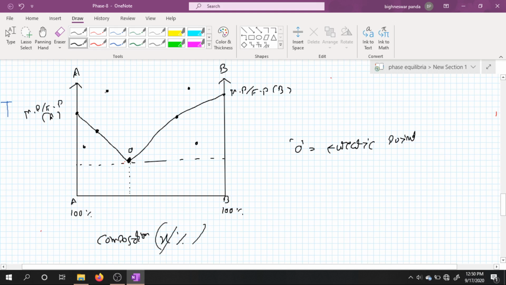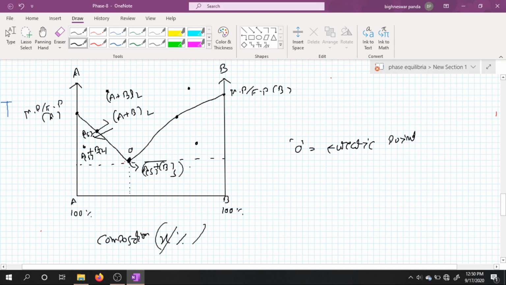What is the meaning of this point? This point represents both A plus B in the liquid phase, a homogeneous liquid phase. This point represents A plus B in liquid and some of the A is converted into solid. This point represents A in solid but B in liquid. This point represents the eutectic point. That means A is converted to solid, B is converted to solid.